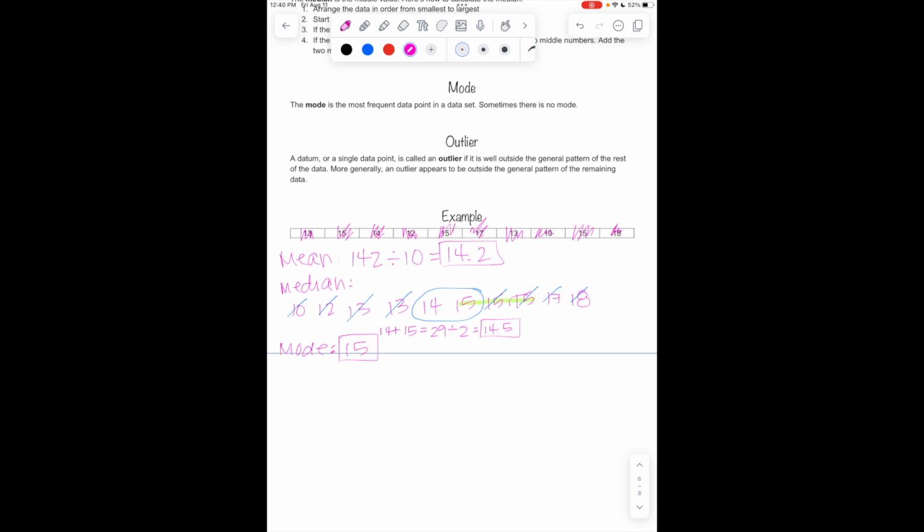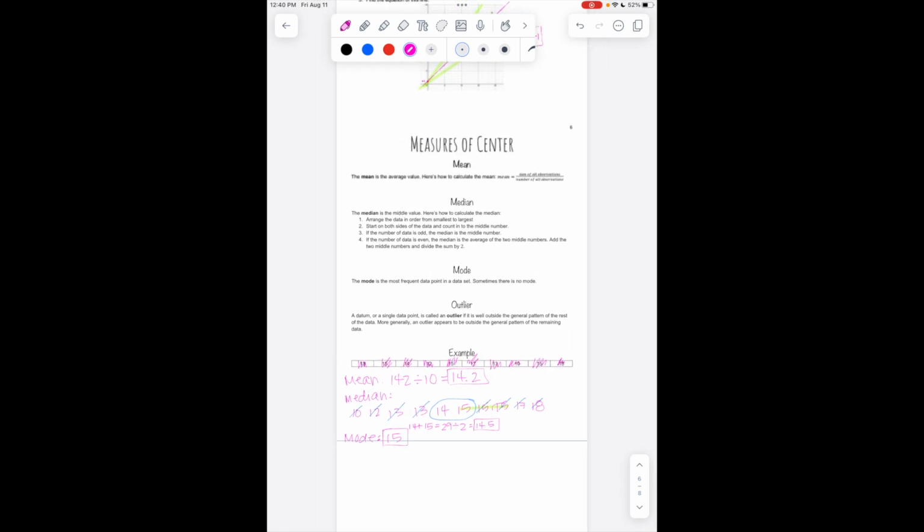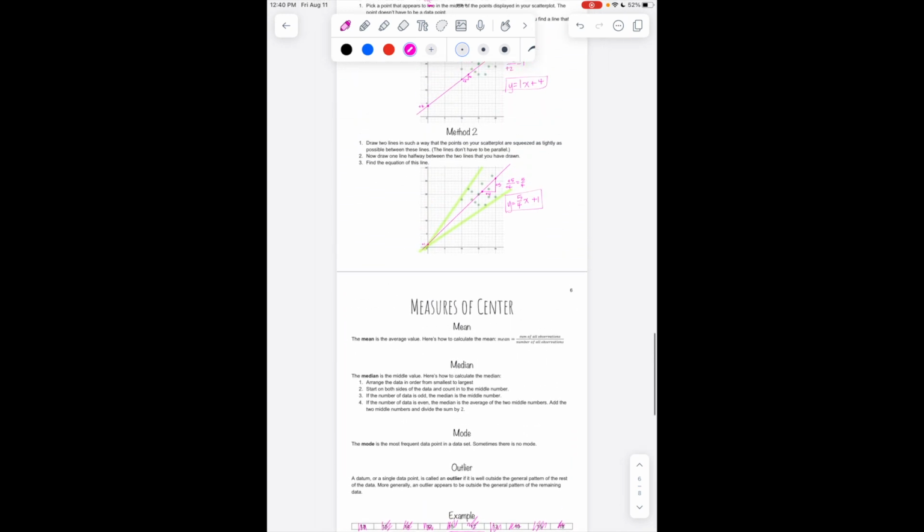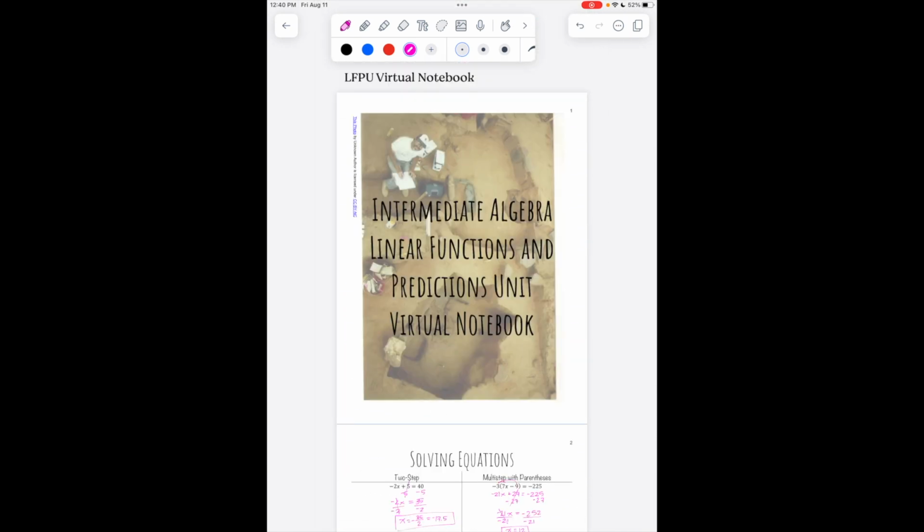So that's a quick review of everything that you will need to be successful from Algebra 1 in this particular course. So now you're ready to make these predictions based on linear functions.